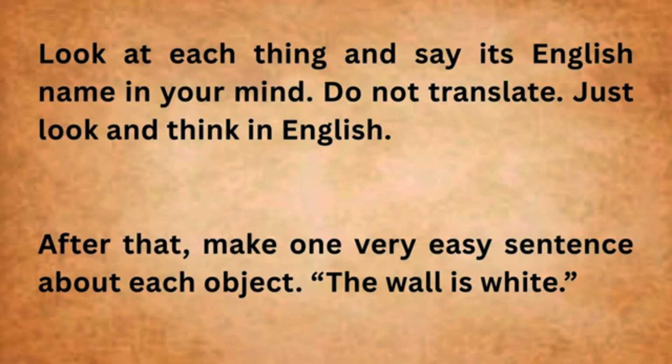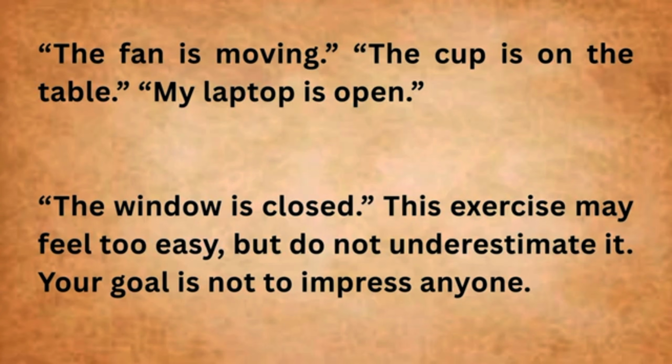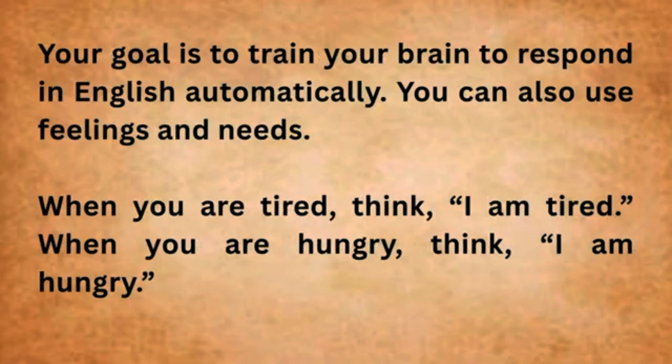After that, make one very easy sentence about each object. The wall is white. The fan is moving. The cup is on the table. My laptop is open. The window is closed. This exercise may feel too easy, but do not underestimate it. Your goal is not to impress anyone. Your goal is to train your brain to respond in English automatically.